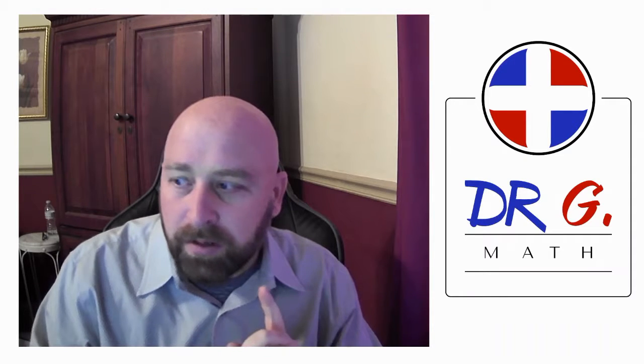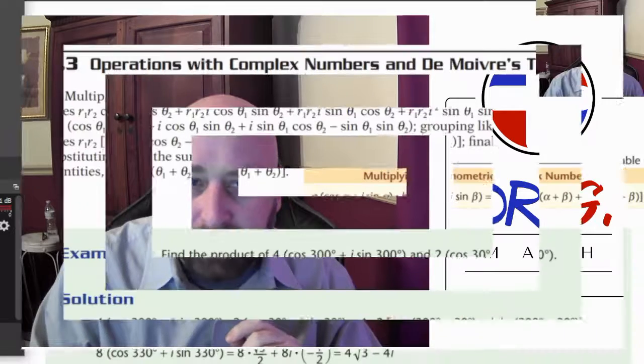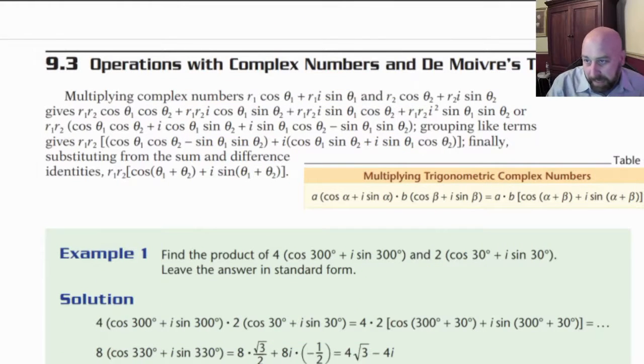All right, look at page 183. On page 183, if you want to go flat out, full-blown confusion, read that paragraph. Multiplying complex numbers, r1 cosine theta 1 plus r1 i sine theta. I only got through the first line and I'm confused already, right? It's very confusing. So what are they trying to say right here?